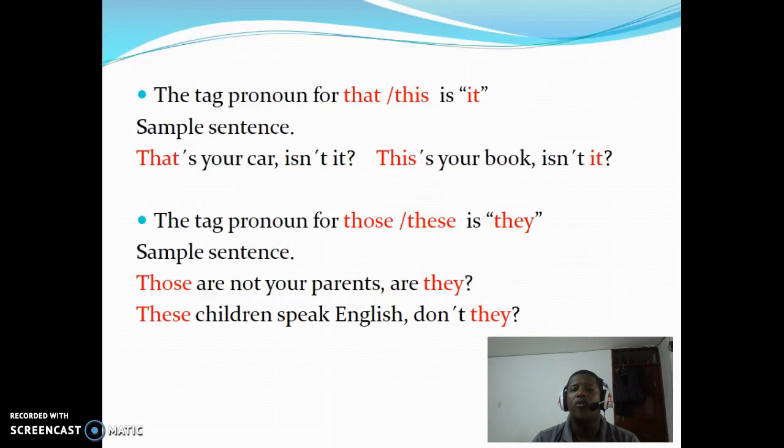The tag pronoun for those and these is they. Sample sentences: Those are not your parents, are they? These children speak English, don't they? So we had those and these, and the pronoun in the tag is they.